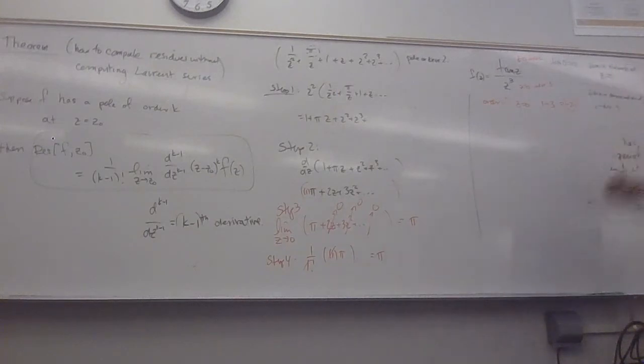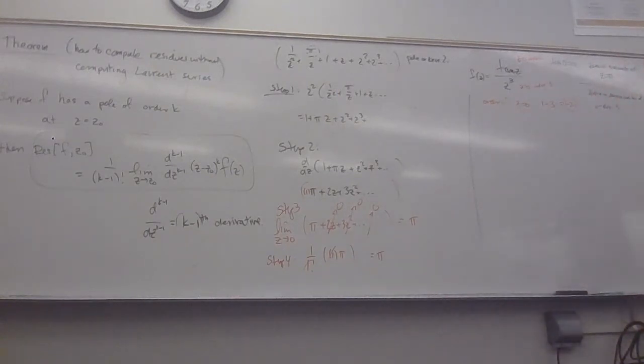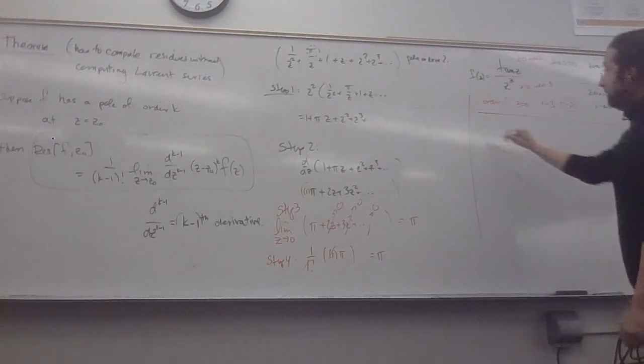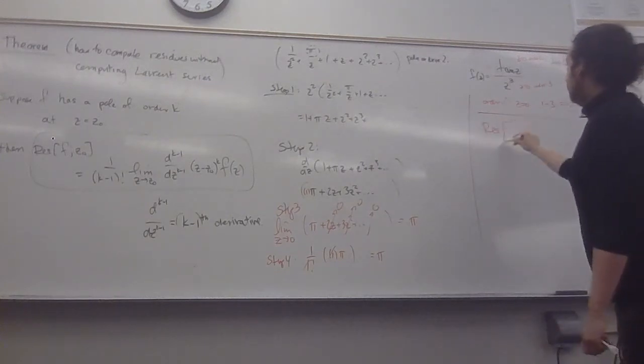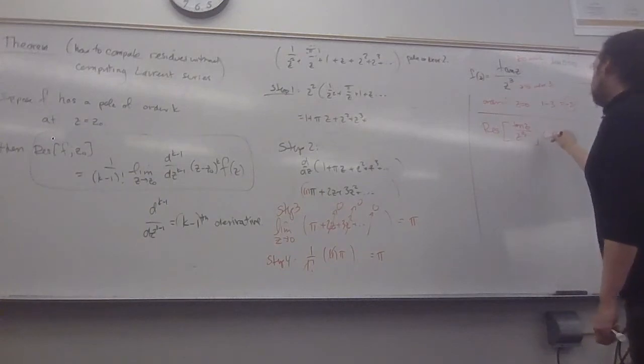So let's compute the residue of this thing. What do I need to know in order to compute the residue using this formula? The order of the pole. Fortunately, we have the order of the pole. So this technique for evaluating the order of the pole opens the door to using this without computing the Laurent series. So here's our question. What is the residue of the function tangent of z over z cubed at 0?